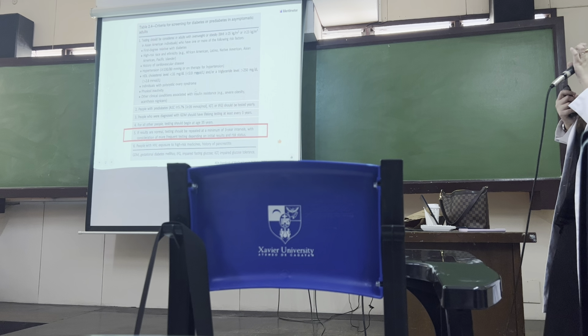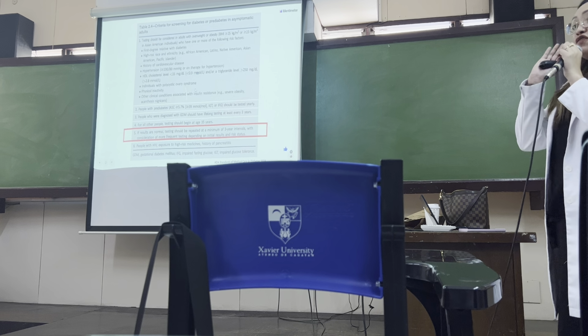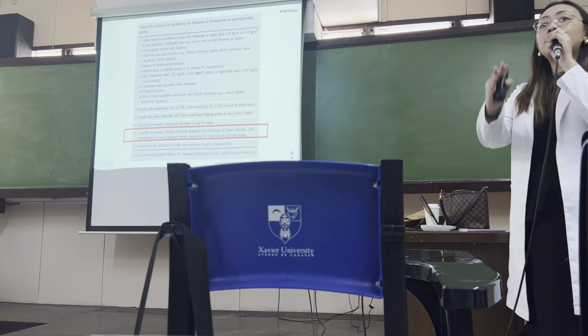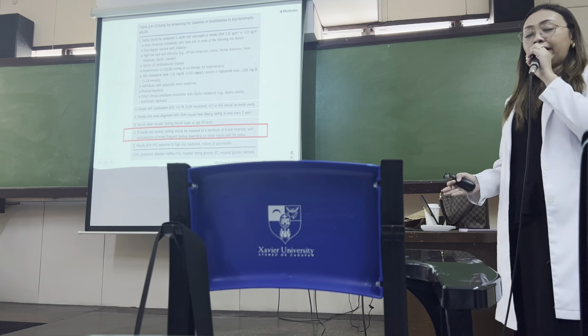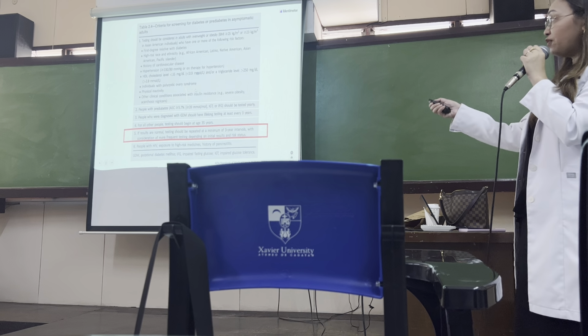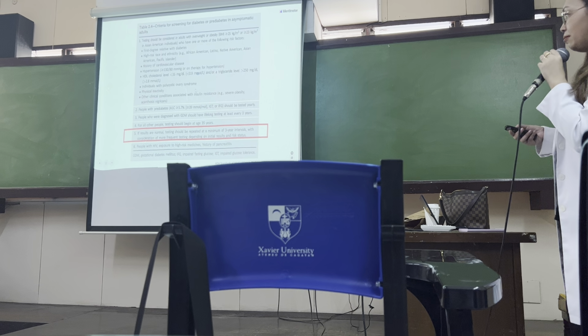Now, if the results are normal, testing should be repeated at a minimum of 3 years interval, with consideration of more frequent testing depending on the initial result. Again, if normal, repeat after 3 years. If pre-diabetes, repeat annually. Okay? Test at 35 for all, but younger if you have the following. Okay, you got that?